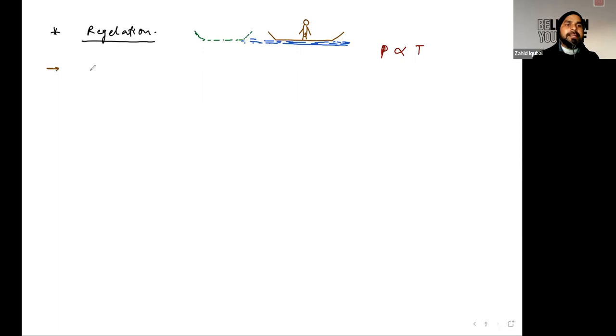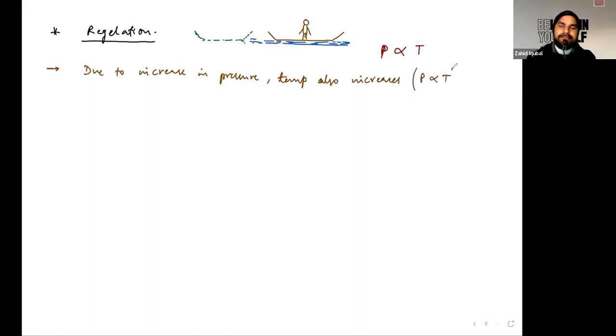Let me define it. You will say, due to increase in pressure, temperature also increases. It will cause some amount of ice to melt into water.